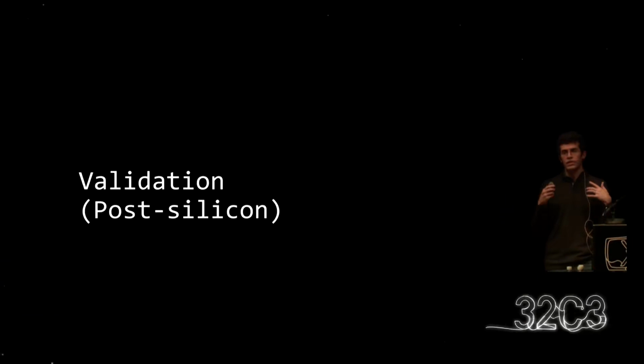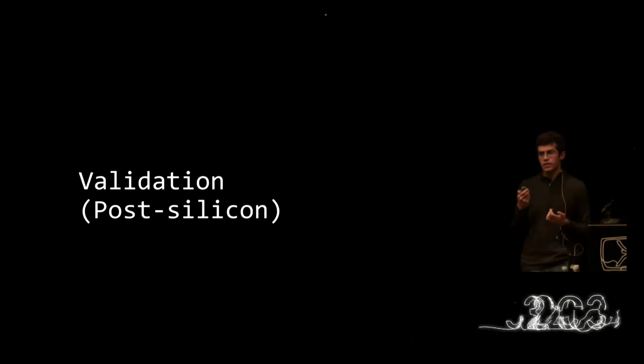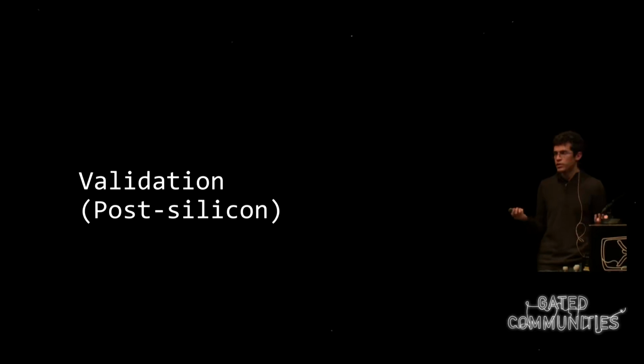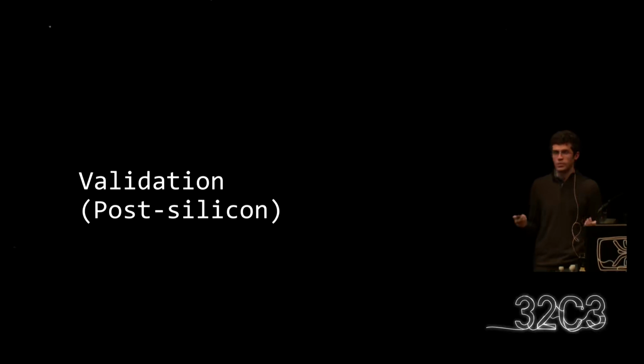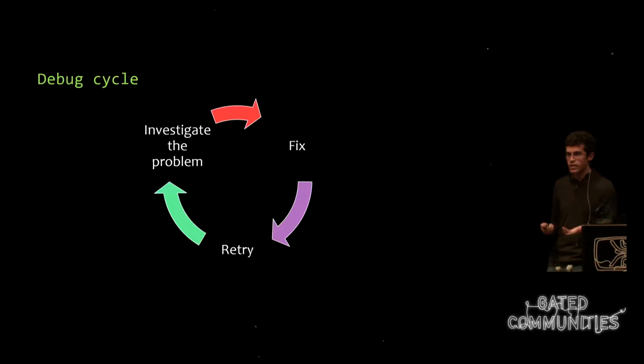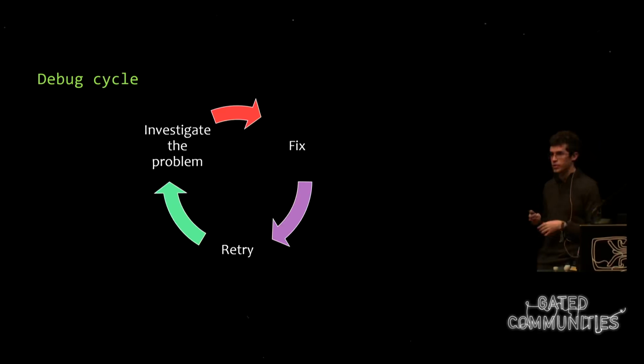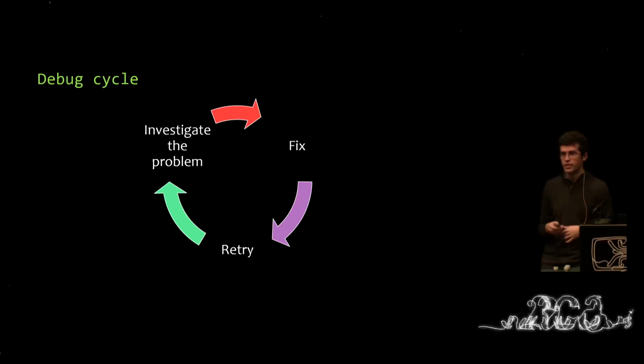Great, so the next thing that I want to talk about here is what is done after the silicon comes back. And as I'm sure you can imagine, you get your silicon back from the fab, and it's not going to work perfectly, and you have to debug it. So how do you debug stuff? Well, everyone here, I'm sure, has debugged things before. It usually looks something like this.